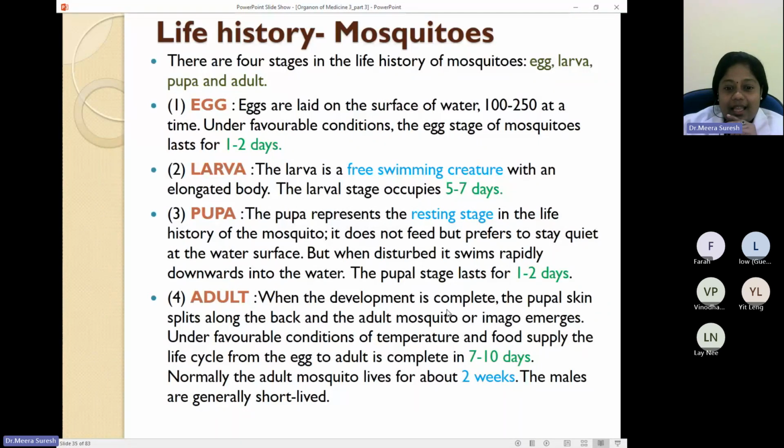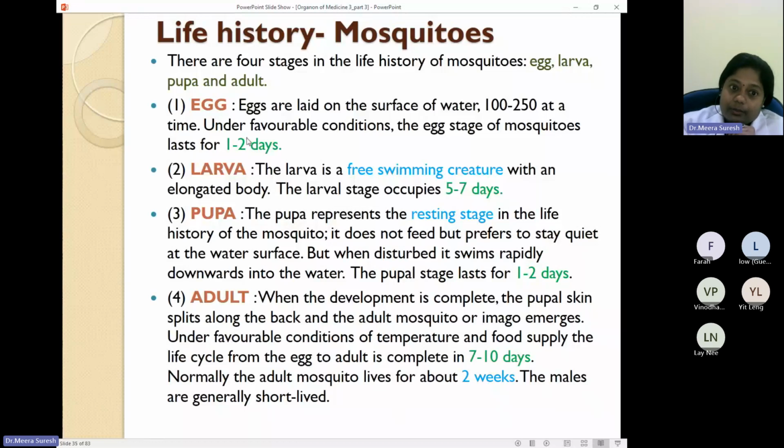And in the case of the adult, the adult comes out, and that stage lasts for 7 to 10 days. Normally, the adult mosquito lives for about 2 weeks. Only 2 weeks, 14 days, but in those 2 weeks they create all the menace, and the males are generally short-lived.